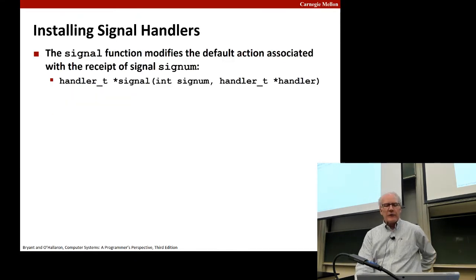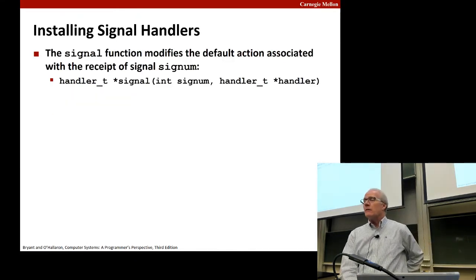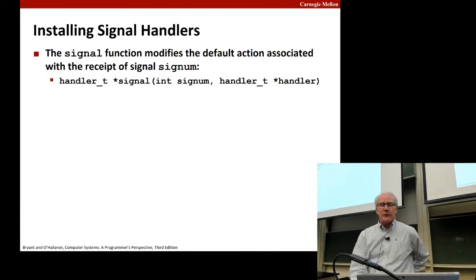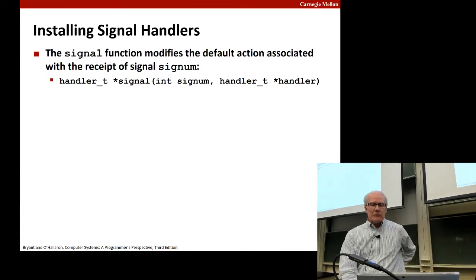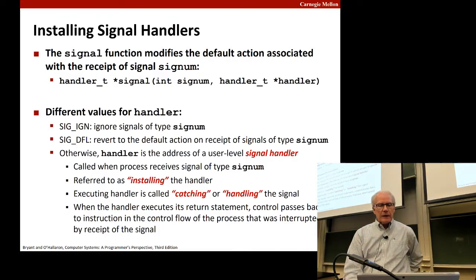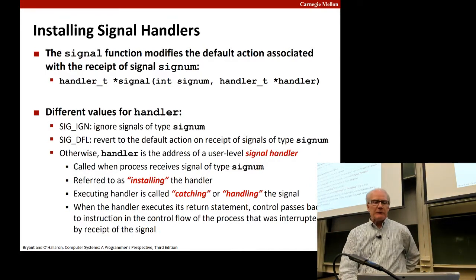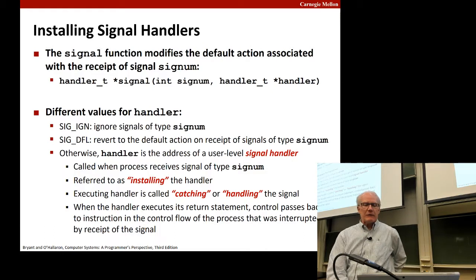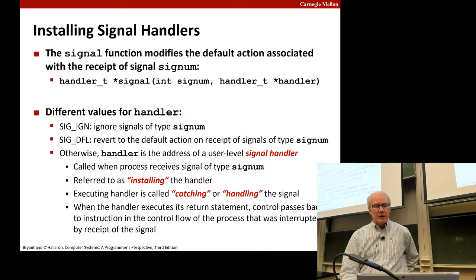So there's a function called signal that you use to say, I've got some code called the handler, and I want you to use it to handle this particular signal number, which you give as an argument. And there are predefined constants corresponding to the possible default actions you can do, or it's the address of a function.